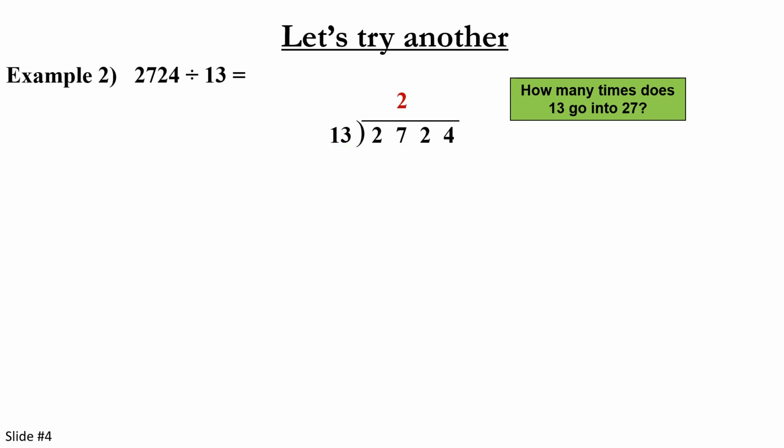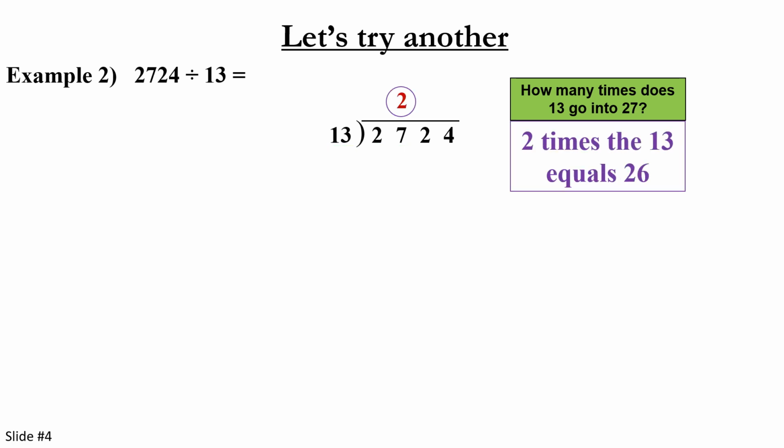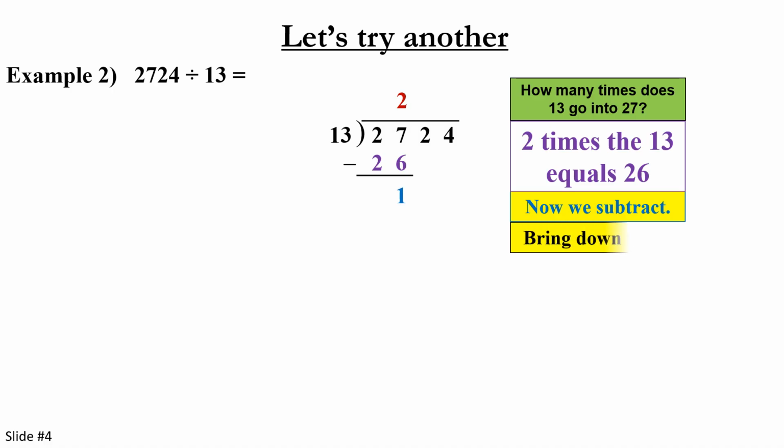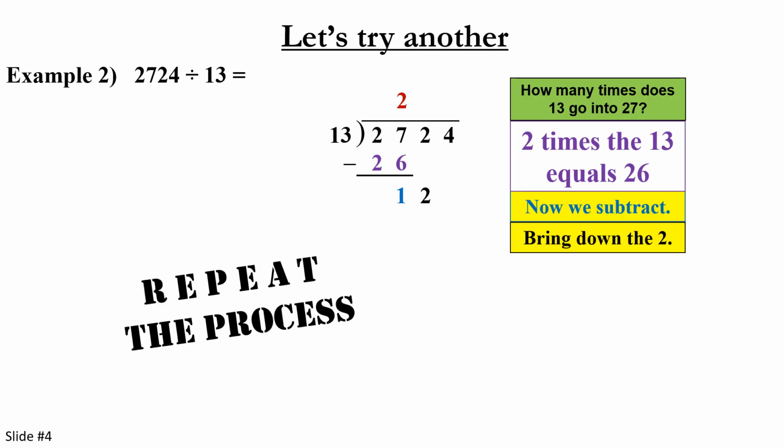Well, it goes in 2 times. 2 times 13 gives us the 26. And now we subtract, and we have 1. Now we bring down the 2. Now we repeat the process because it's a repetitive process.